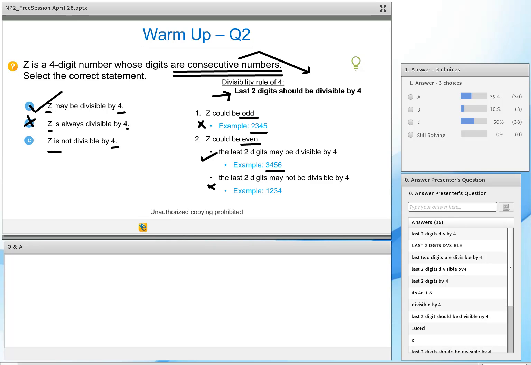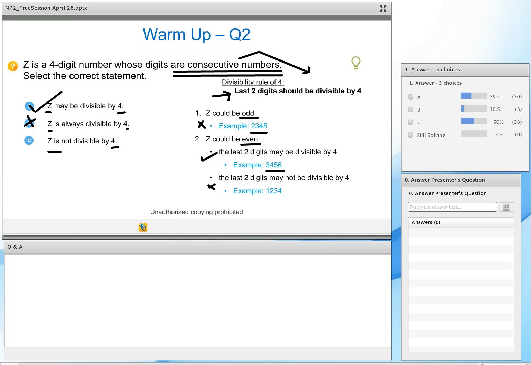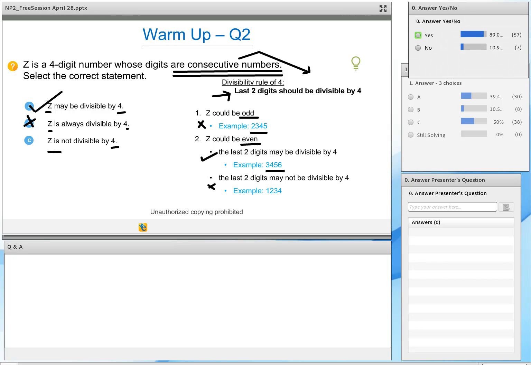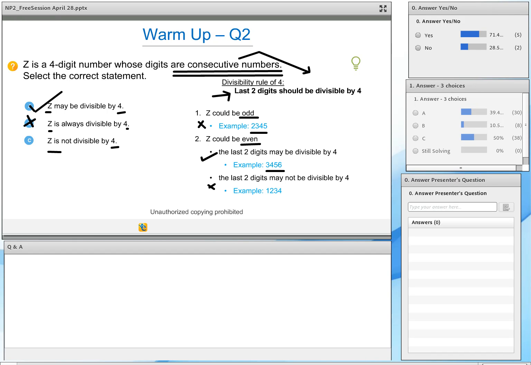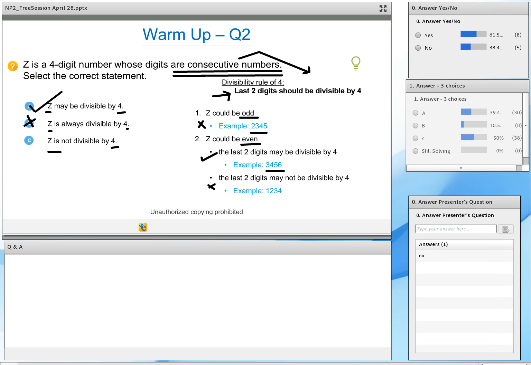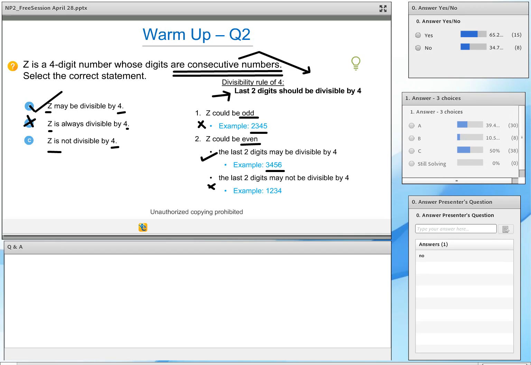So for those of you who got the correct answer, let me get a yes no poll here for us. For those of you who marked choice A as the correct answer, did you follow the process that I followed here for the solution? Very nice. Half of the class did, half of those who selected choice A.